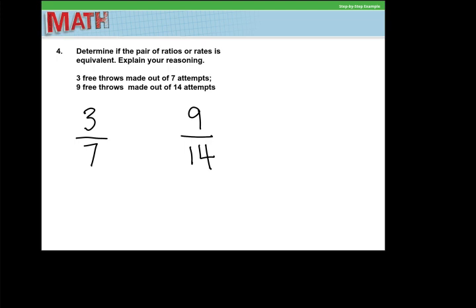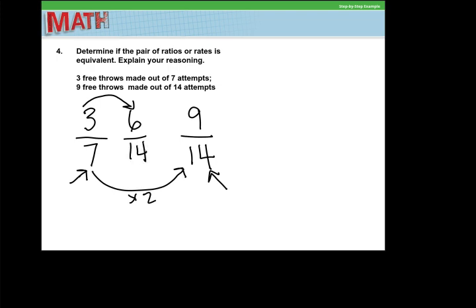So what you can do is multiply these. You want to multiply them by the same number. If we look at the bottom numbers, 7 and 14, I know that 14 is a multiple of 7, so if I multiply 7 times 2, I will get 14. But if I multiply 3 by 2, I'm not going to get 9. I will get 6.